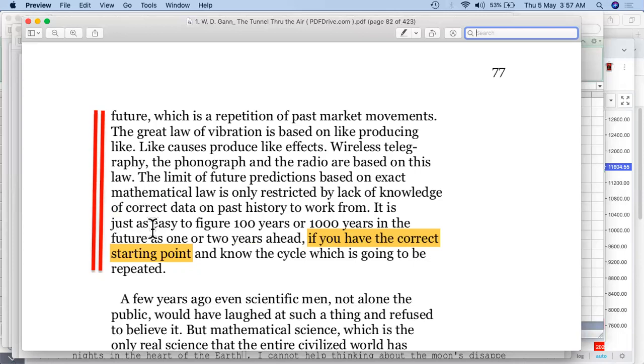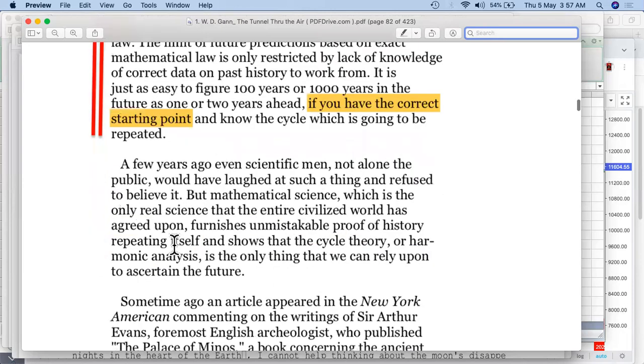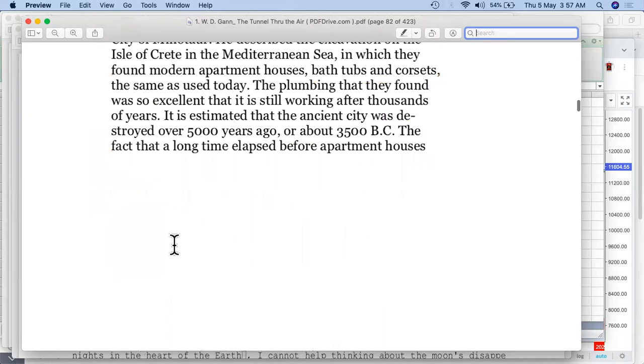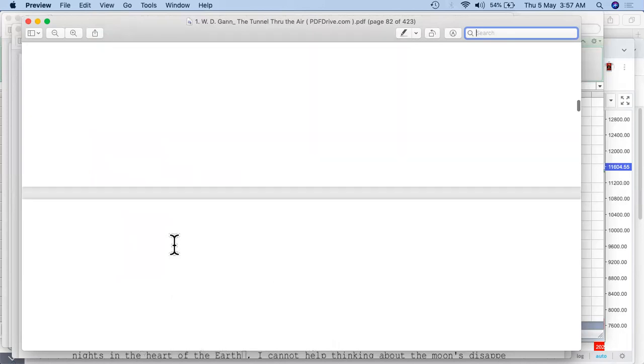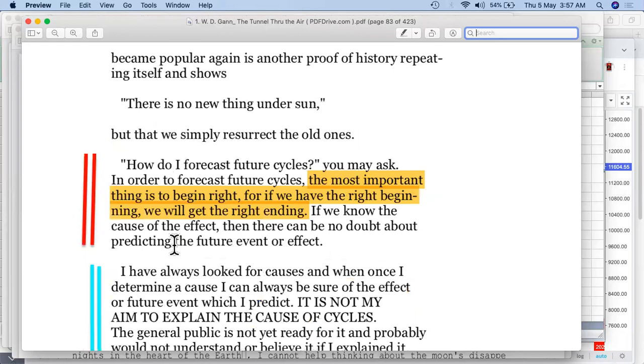And it would be just as easy to figure 100 years or 1,000 years in the future as 1 or 2 years ahead. But for that, you need to have the correct starting point. So again, the emphasis is on the starting point. That's why it is very critical to know where to start, right? In our cycles till now, whatever we have been considering is on the basis of either the highs or the lows. The most important thing is to begin right, for if we have the right beginning, we will get the right ending.